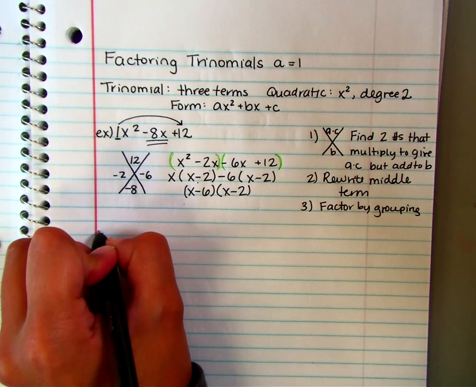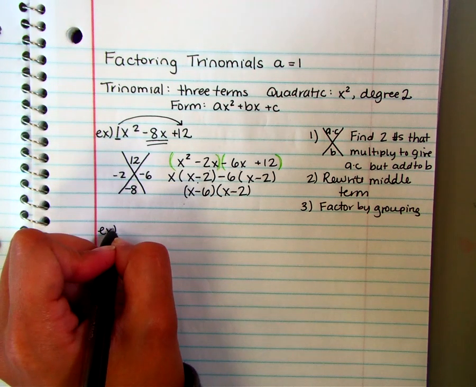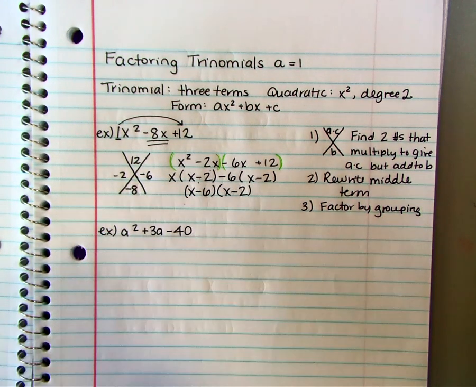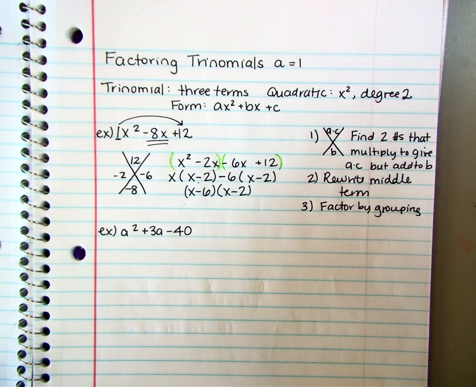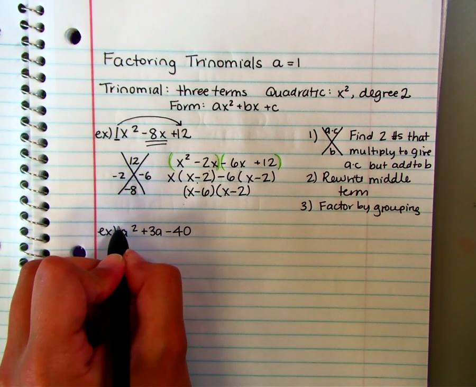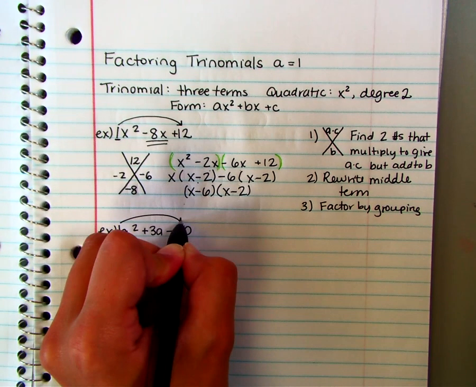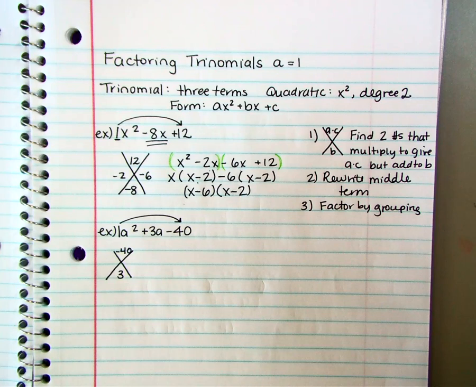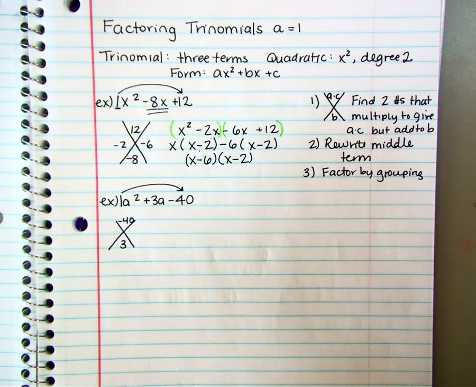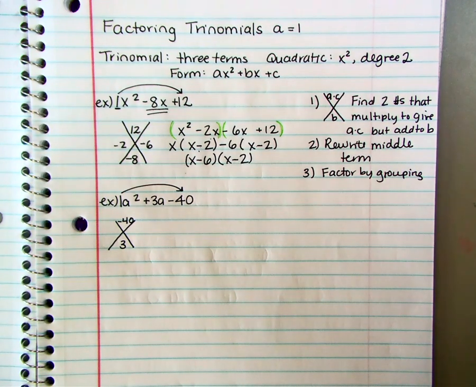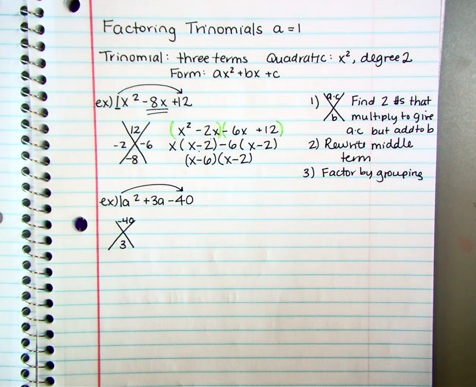So let's work another example. So we've got a squared plus 3a minus 40, and we're going to factor it. And so we will draw our x. We know that there's an understood 1 here. We multiply 1 times negative 40, put the 3 on the bottom. So we're looking for numbers that multiply to give me negative 40, but add to give me 3. So our choices would be 1 and 40, 2 and 20, 4 and 10, 5 and 8.